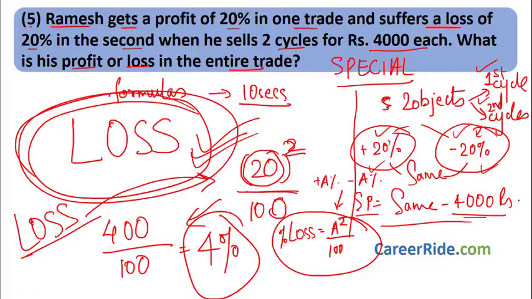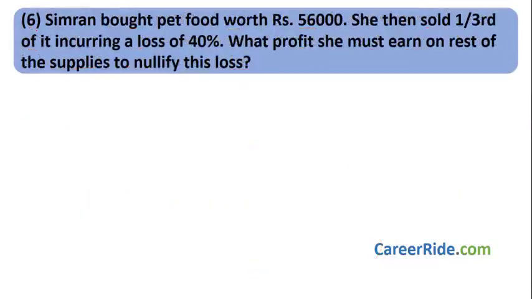Moving to question number 6. Simran bought pet food worth rupees 56,000. She then sold 1/3 of it, incurring a loss of 40%. What profit must she earn on the rest of the supplies to nullify this loss?